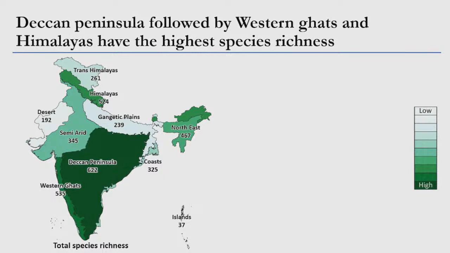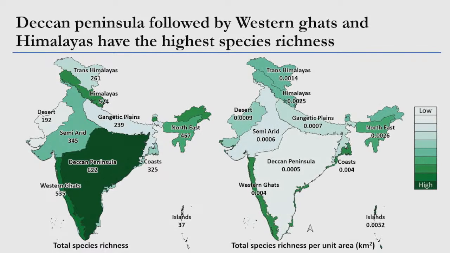So when we look at the richness pattern of grasses across the biogeographic zones in India, you can see that the Deccan Peninsula, which covers most of the area, has the highest species richness, followed by the biodiversity hotspots of Western Ghats and Himalayas. But if we look at the species richness per unit area, we can see that Deccan Peninsula has the lowest richness per unit area, which might be suggestive of a higher turnover.